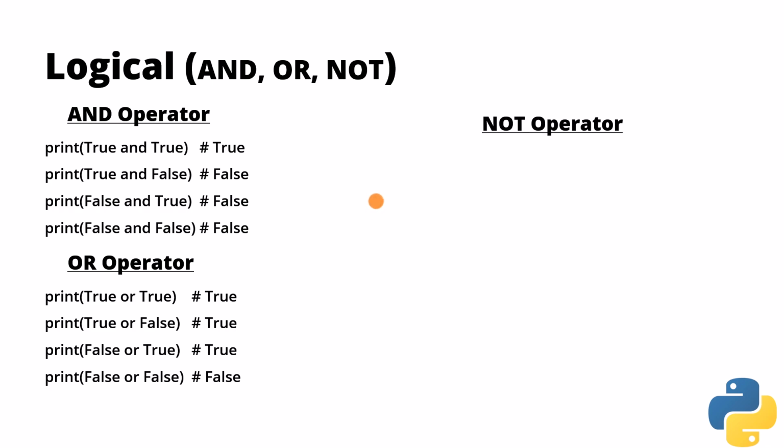And the not operator is a negation word. For example, not true translates to false, and not false translates to true. So let's move to our Anaconda Navigator and launch our Jupyter notebook to show some example code of the operators we just discussed.